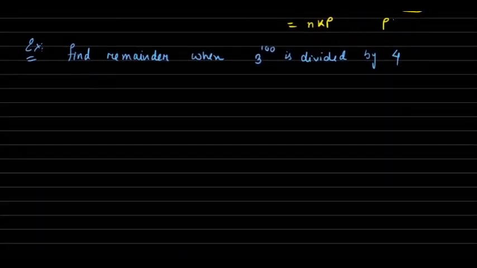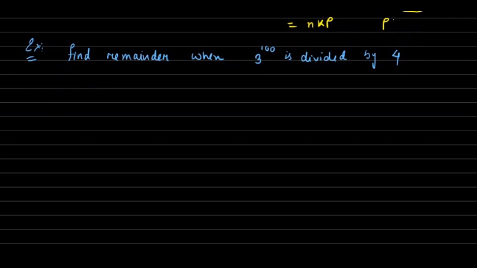How to find it? Okay, our general expression is A is congruent to B mod n. That means when A is divided by n, we get B. That means somewhere we are going to find 3 raised to the power 100 is congruent to something, let's say B mod 4. We are going to find this expression, then B will be the remainder.